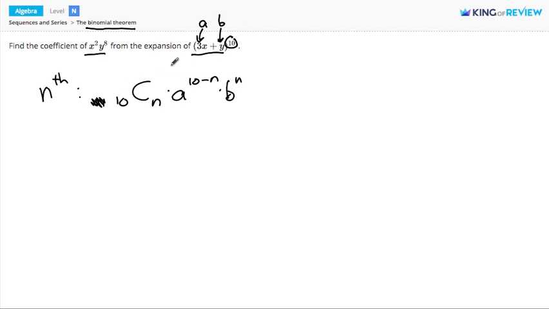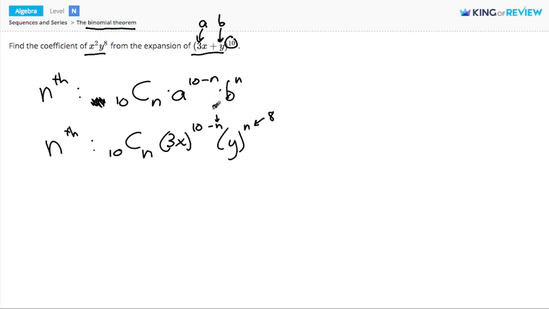We want the coefficient of x squared y to the 8th. So first let's write this in terms of x and y. The nth term will be 10 choose n times (3x) to the 10 minus n times y to the n. If we want x squared times y to the 8th, that means we need n to be 8, and if n is 8 here, then 10 minus 8 will be 2. So we'll have x to the power 2, y to the power 8, which means we need n to be 8. We need the 8th term, 10 choose 8 times (3x) to the second times y to the 8th. So let's expand this out.